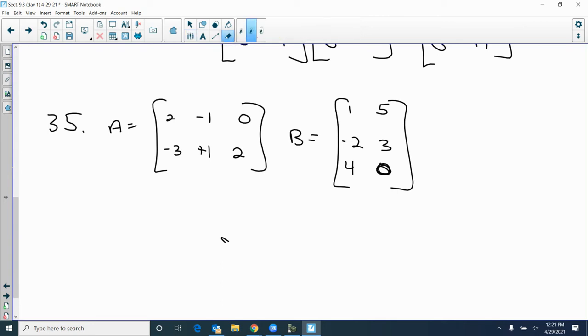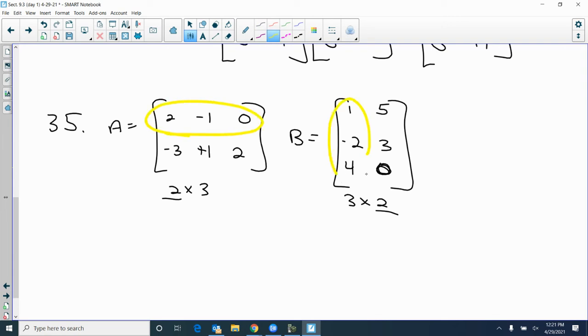No. No? Yeah. All right, so AB, this is a 2 by 3. This is a 3 by 2. So it's going to be a 2 by 2, the first and the last. And you're going to take row times column. And so what does that give me for the first one? AB, 2 times 1 is 2. -1 times -2 is 2. Add those together, you get 4. 0 times 4, that's nothing. So you get 4, it looks like.